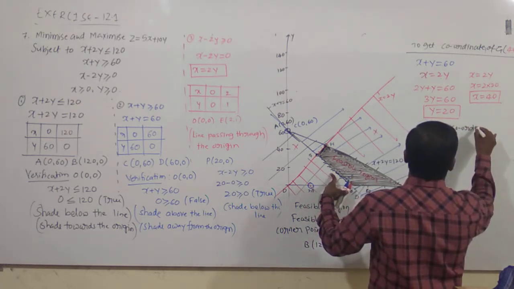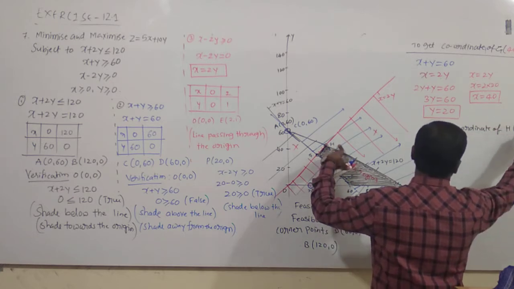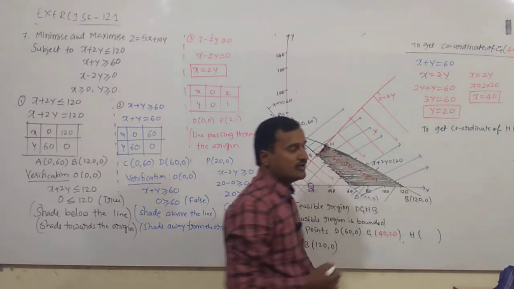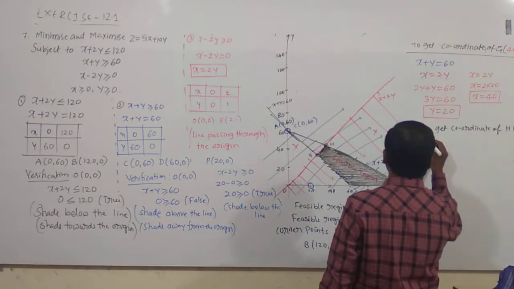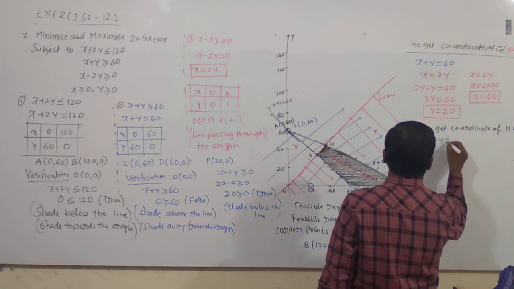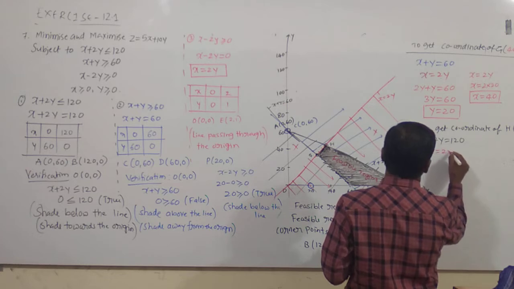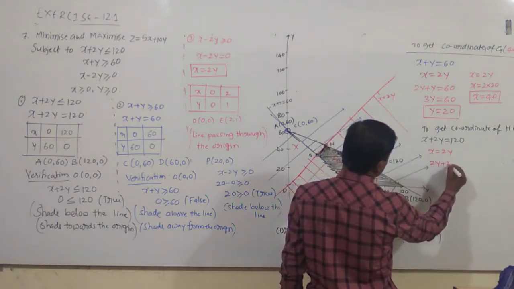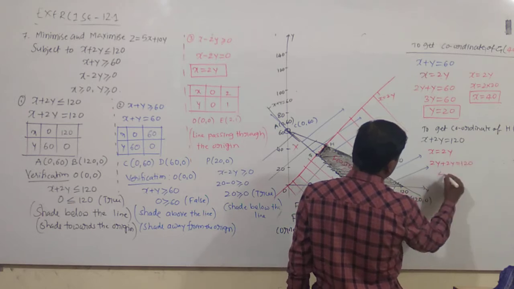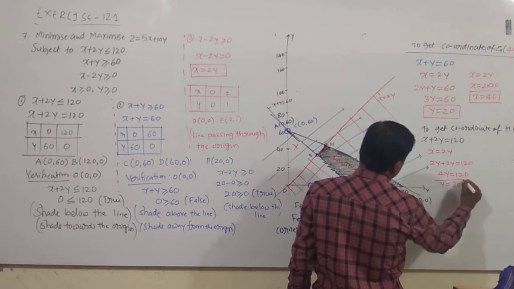To find the coordinate of h, again we have to solve the black line x plus 2y equal to 120 and the red one x is equal to 2y. So x equal to 2y, substitute here: 2y plus 2y is equal to 120, 4y is equal to 120, y is equal to 30.